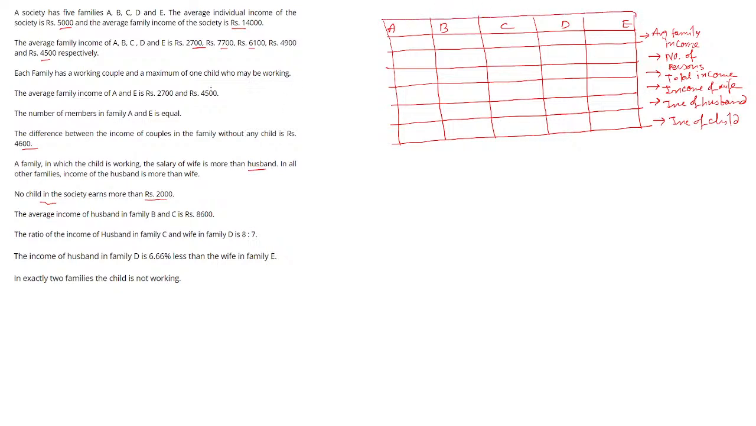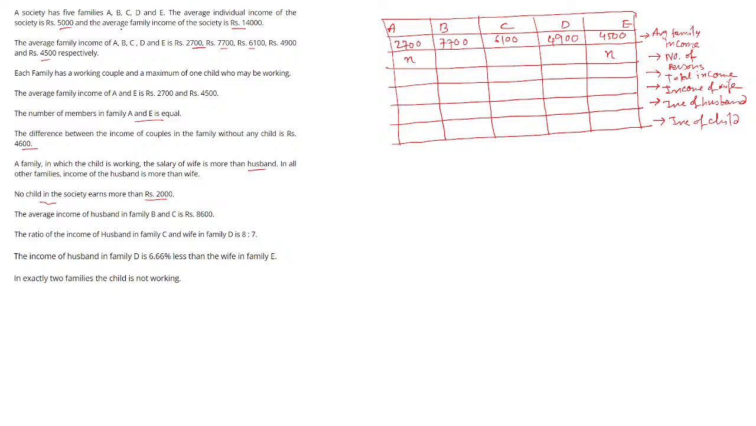Now the average family income is given. Just write it down here: 2700, 7700, 6100, 4900, and for E this is 4500. Now the number of family members in A and E are equal. So if it is n for A, then the number of family members in E is also n.